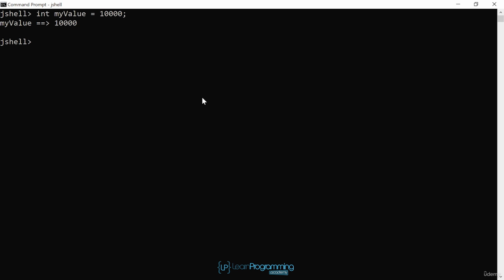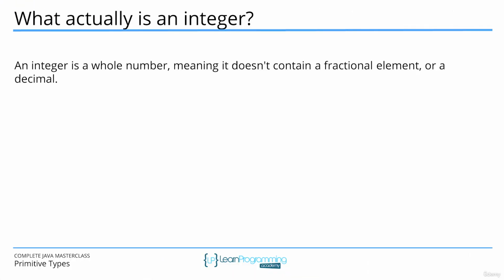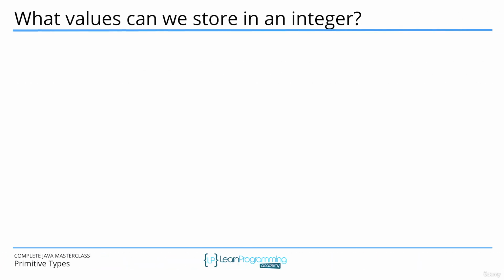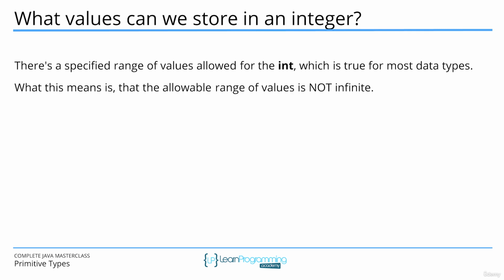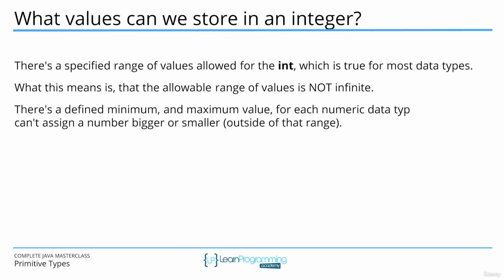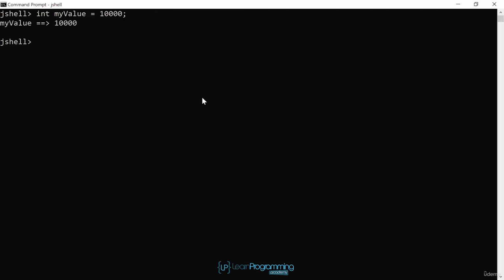But if you're pretty new to programming, you may be asking what actually is an integer and what values can be stored in an integer. An integer is a whole number, meaning it doesn't contain a fractional element or a decimal. There's a specified range of values allowed for the int, which is true for most data types. What this means is that the allowable range of values is not infinite. There's a defined minimum and maximum value for each numeric data type, meaning you can't assign a number bigger or smaller outside of that range. So how do you know what that range is, and is it important to know?